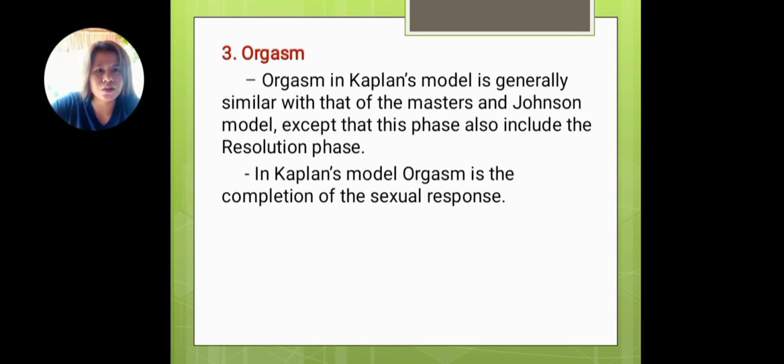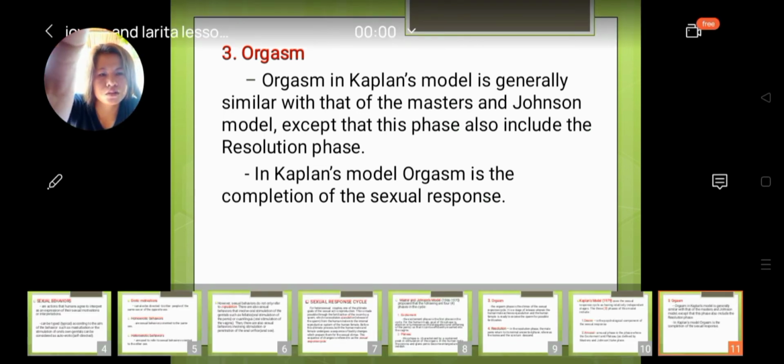The last phase is the orgasm. Orgasm in Kaplan's model is generally similar to that of the Masters and Johnson model, except that Masters and Johnson's model also includes the resolution phase. The reason why Kaplan's model does not include the resolution phase is that the resolution phase refers to the psychological changes that are produced when sexual arousal subsides and they return to their pre-sexual state. So the models are similar, and they differ only in the resolution. And that's the end of my presentation.